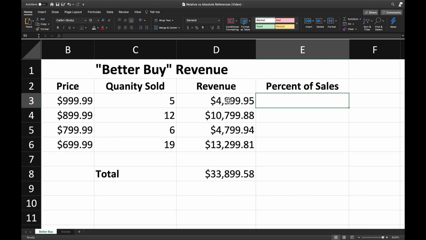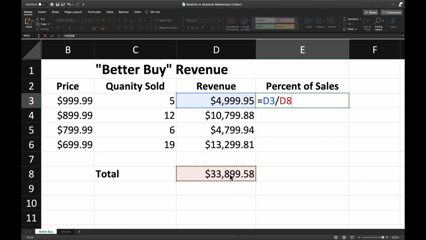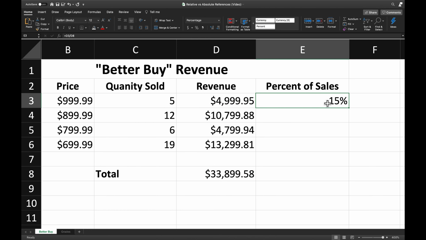Basically, what you would do is this divided by this, the second number divided by the total, the third number divided by the total, the fourth number divided by the total. To do that, we would take the first revenue divided by the total. Format this into percent. Now let's see what happens if we don't lock the cell.